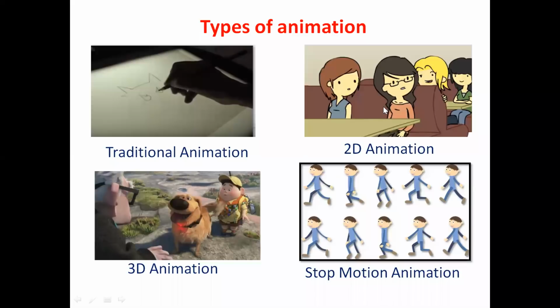This 2D animation can be created using Flash or 2P. And this one is 3D animation. This can be done using Maya, Blender, and this one is stop motion animation. There are different types of animation, but I'm mentioning these 4 types here. Today we are going to learn stop motion animation.